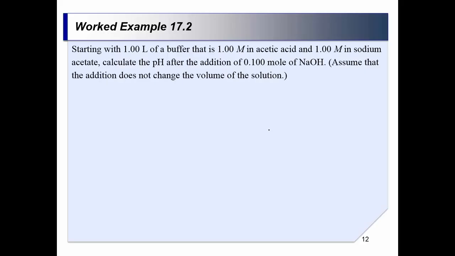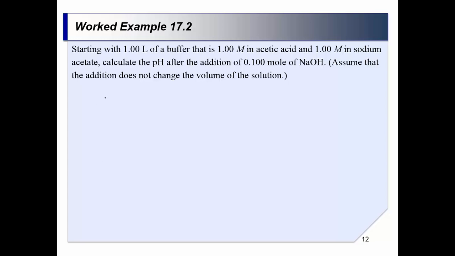So for example, it's always easier to explain some of these things or hammer them in with examples. If we start with 1 liter of a buffer that is 1 molar in acetic acid and 1 molar in sodium acetate, and we calculate the pH after addition of 0.1 moles of sodium hydroxide, and we assume that the addition does not change the volume, just to keep it as easy as possible.